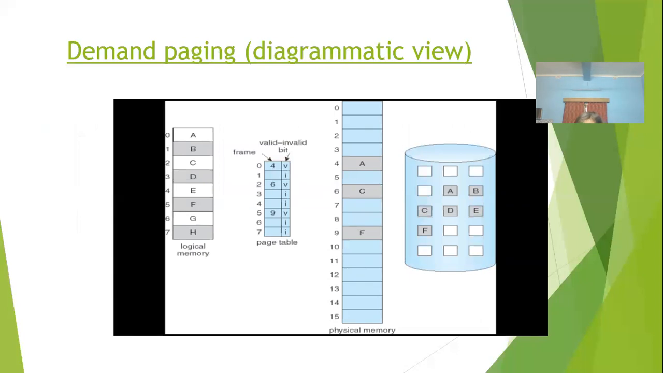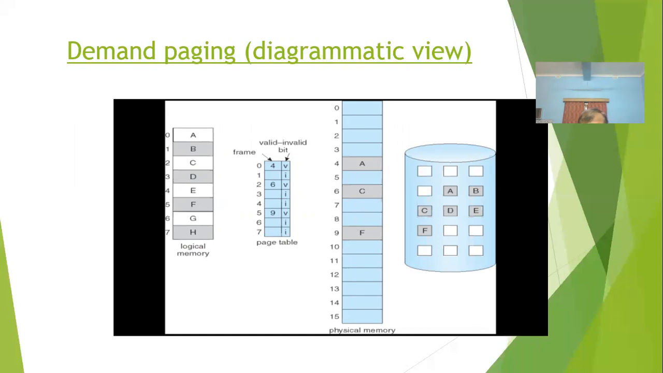Now, the entire concept of demand paging is shown here using a diagrammatic view. At the extreme left, you can see the logical memory consisting of some pages, page 0, page 1, page 2, like that, having the contents A, B, C, D, etc. And at the extreme right side, we have the physical memory also being shown. In between, we have the page table. As I told you earlier, the page table contains the page numbers and the frame numbers in the memory. So you can relate those things here.